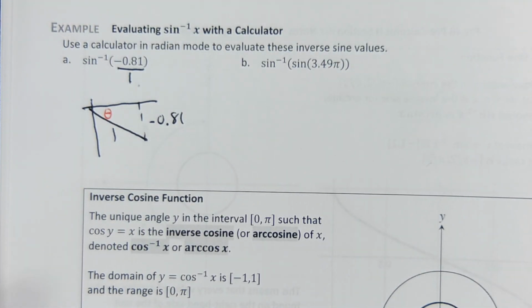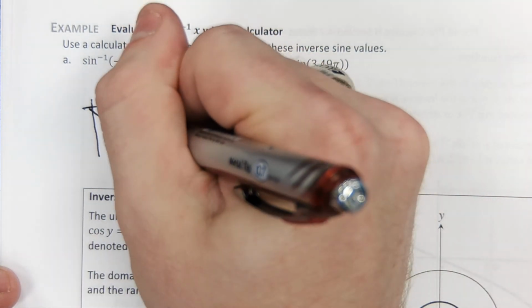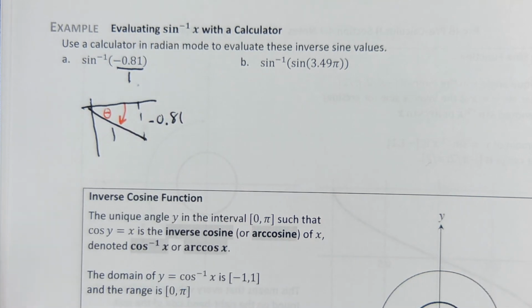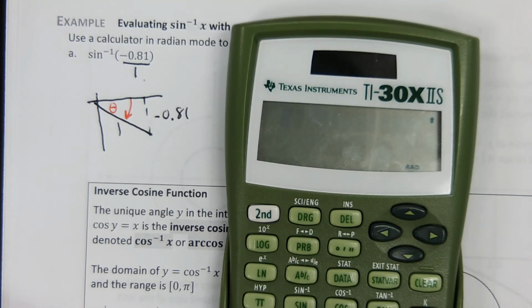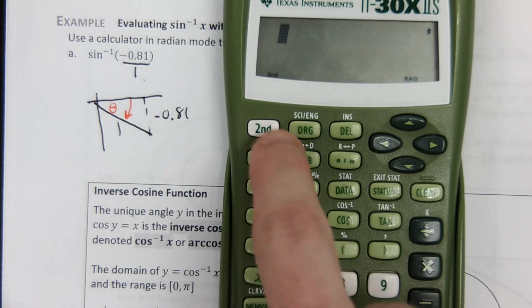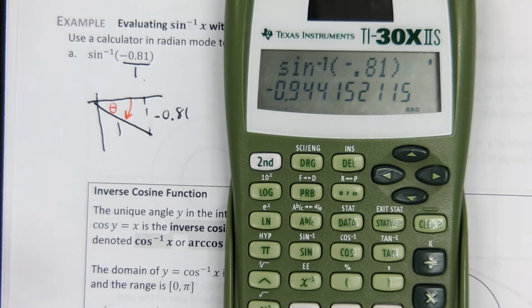Come on, guys. What's the one thing we know about this theta? That it's negative. So without even knowing what this answer is, I know it's negative, just in case it's a multiple choice test or something like that. So let's do sine inverse. It's right there above sine. Second sine inverse of -0.81 gives us a negative answer. That theta is -0.944 radians, whatever that means. It's like 35-ish degrees or something like that.